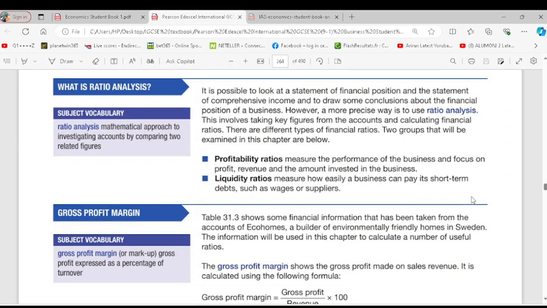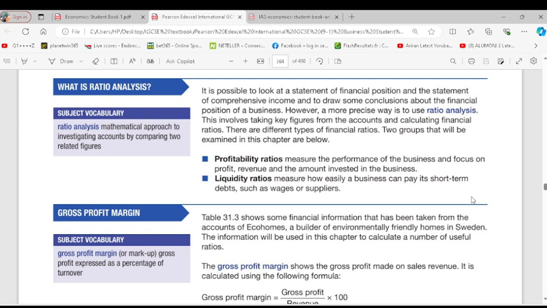What is ratio analysis? It is possible to look at a statement of financial position and the statement of comprehensive income and to draw some conclusions about the financial position of a business. However, a more precise way is to use ratio analysis. This involves taking key figures from the accounts and calculating financial ratios. There are different types of financial ratios. Two groups that will be examined in this chapter are profitability ratio and liquidity ratio.